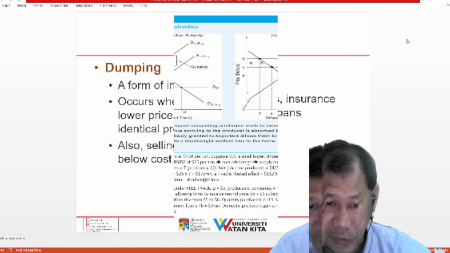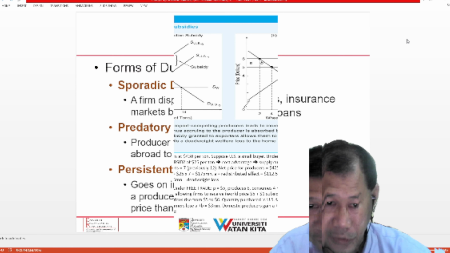So it is a form of international price discrimination, which occurs when foreign buyers are charged lower prices. You dump to overseas consumers. Foreign buyers are charged lower prices than domestic buyers for the same product, also selling in foreign markets at a price below the cost of production.